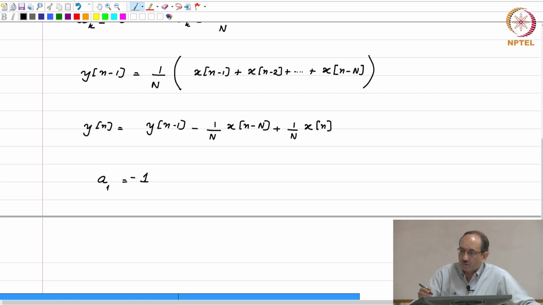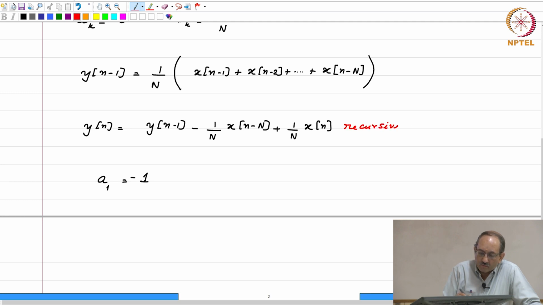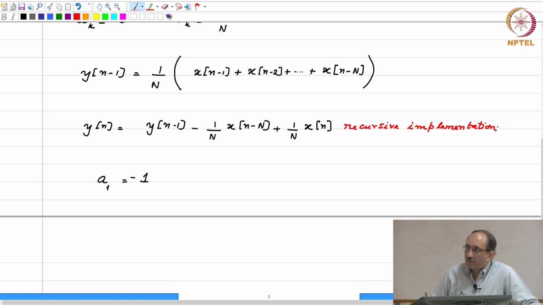So, this is what is called recursive implementation. It is recursive because you take y of n, delay it by one sample to get y of n minus 1, and that is fed back into the system. So, in this implementation, the current output y of n also depends on the previous output.